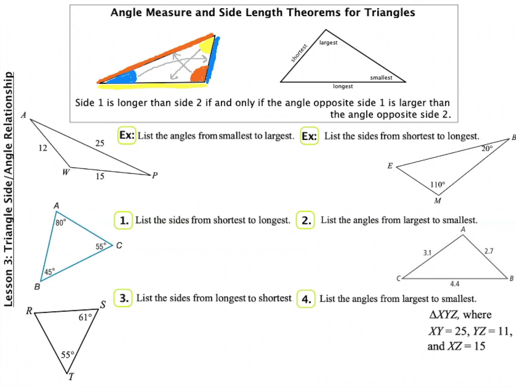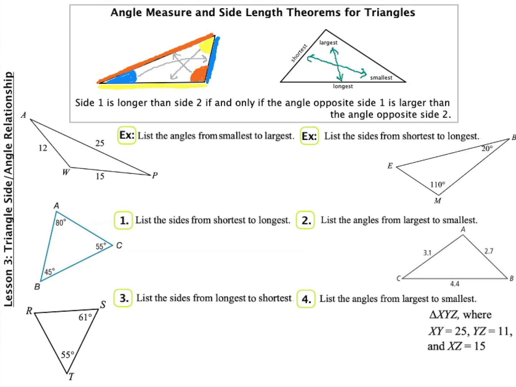The way that they write the theorems say that side 1 is longer than side 2 if and only if the angle opposite side 1 is larger than the angle opposite side 2. That means the larger angle is across from the longest side, and the smallest angle is across from the shortest side. I put these two theorems in if and only if form, the original and the converse, so I don't need you to write down a theorem this time. We're just going to answer the questions.